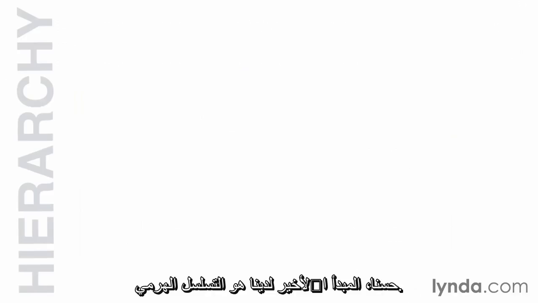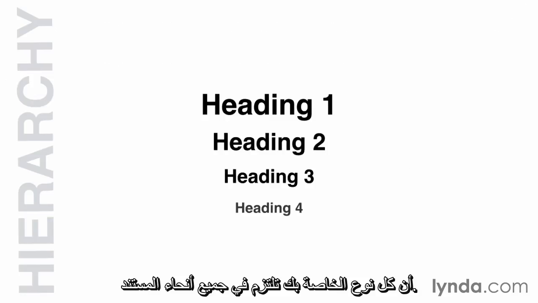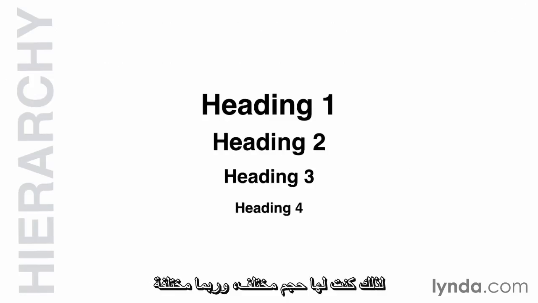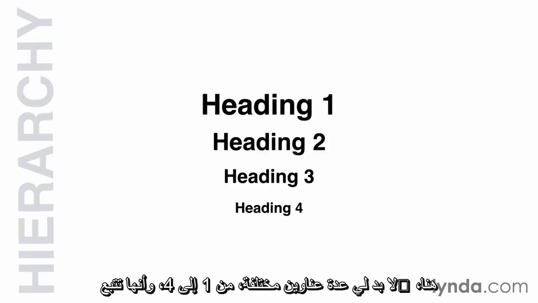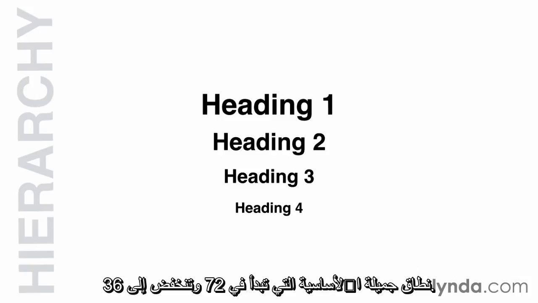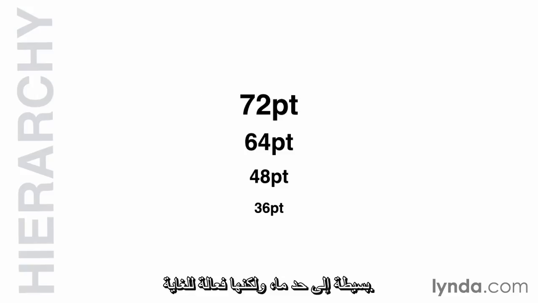Okay, our last principle is hierarchy. Basically, this means that you have a visual scale that all of your type adheres to throughout your document. So you'd have a different size and possibly different weight for things like headings or body copy. Here, I have several different headings, 1 through 4, and they follow a pretty basic scale that starts at 72 and goes down to 36. Fairly simple, but very effective.